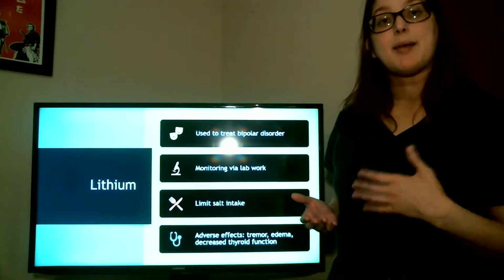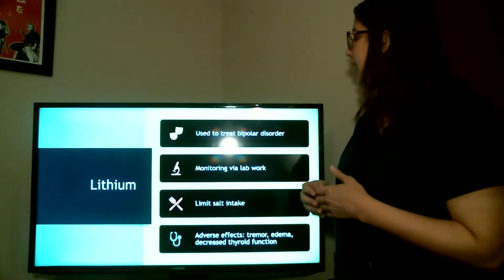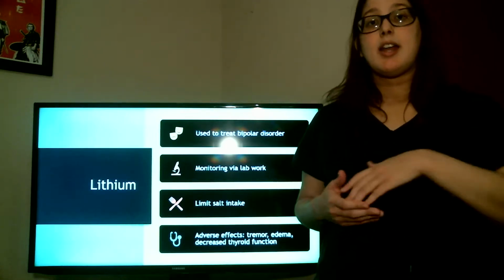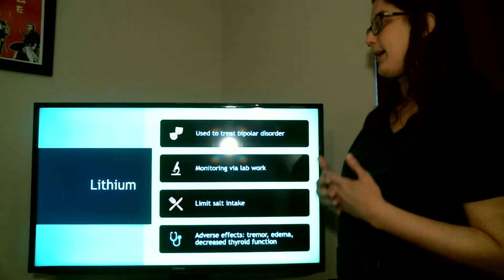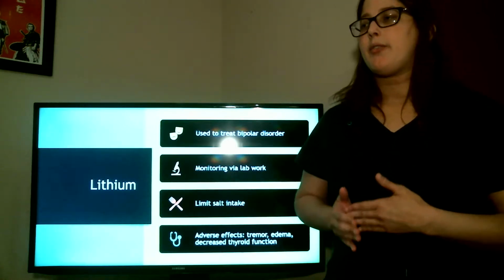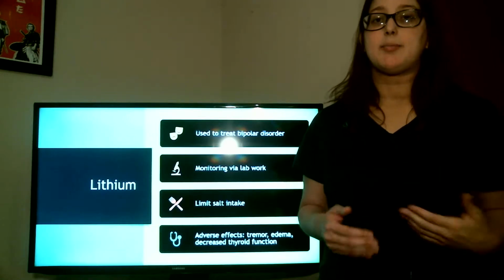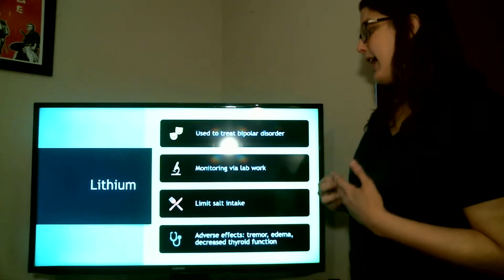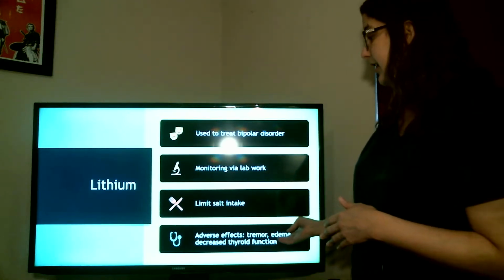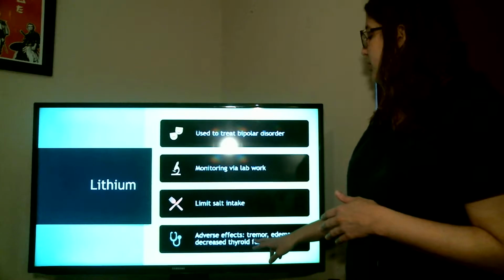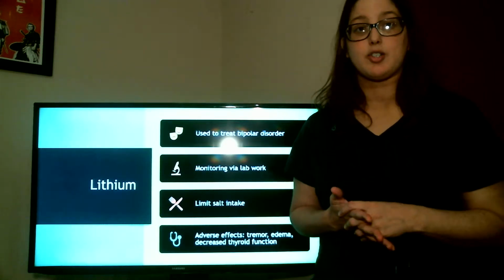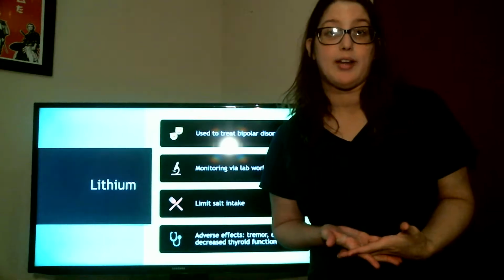Lithium, like I said before, is used to treat bipolar disorder. We monitor lithium with lab work. The important thing with this patient, educating that patient, is to limit salt intake. So no extra salt packets on their food. They can use salt alternatives, but they don't need to use salt, because that will end up increasing their levels. They'll end up developing edema as a result of it. Tremor also occurs with lithium, as well as decreased thyroid function, so we need to monitor their thyroid levels as well.